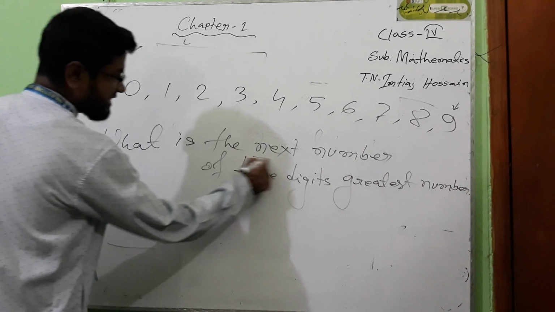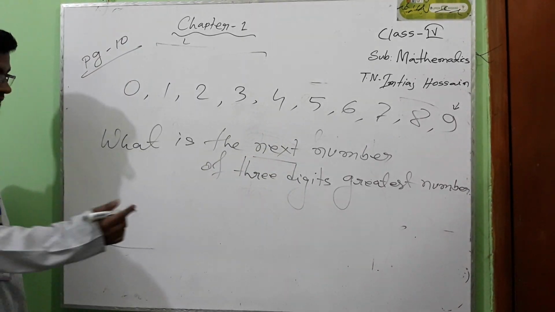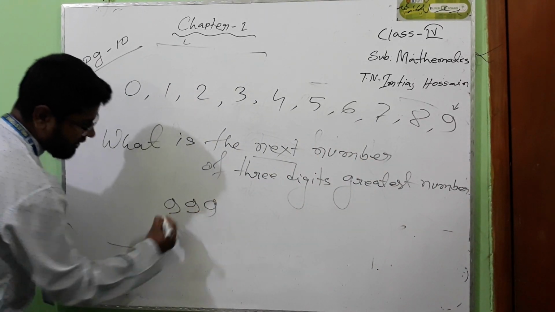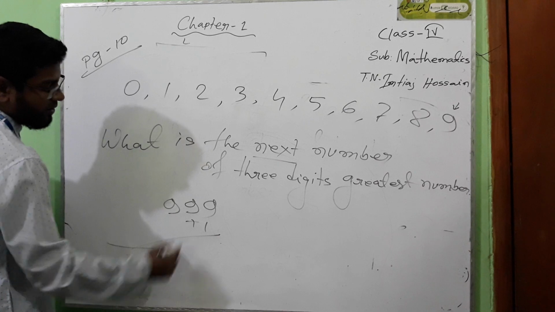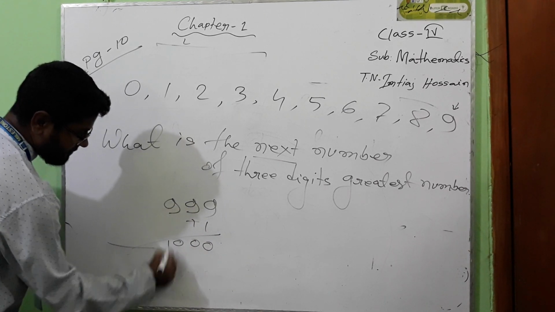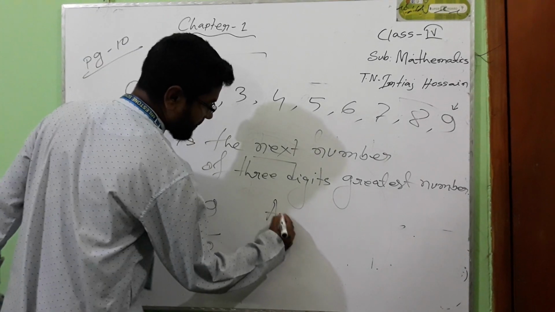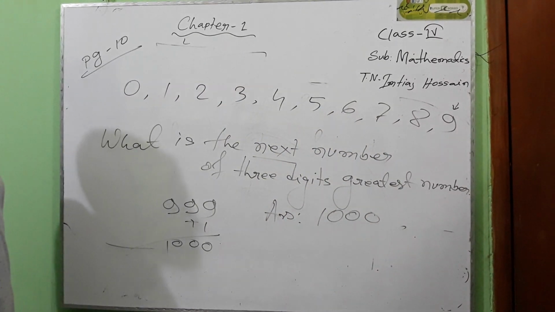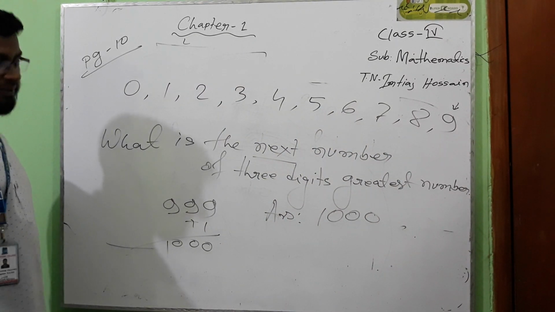3 digit, what is the next number? Next, after that, what is the 3 digit greatest number? First, find out the 3 digit greatest number. Next number plus 1. What will be here? So, the answer will be 1000. Next number. Clear?